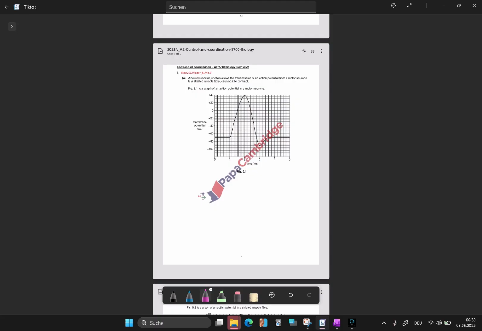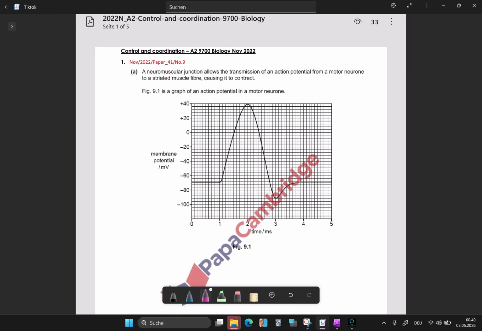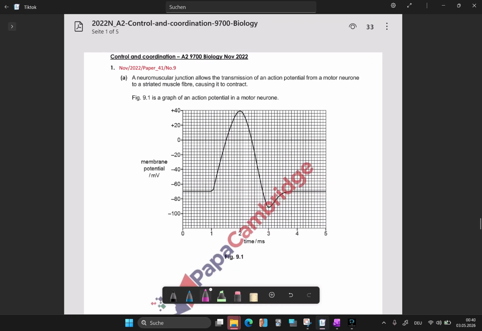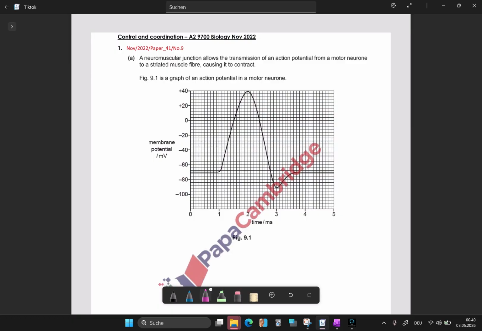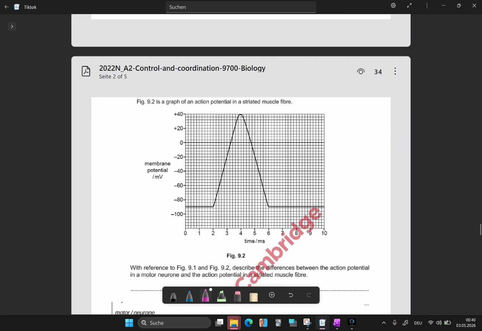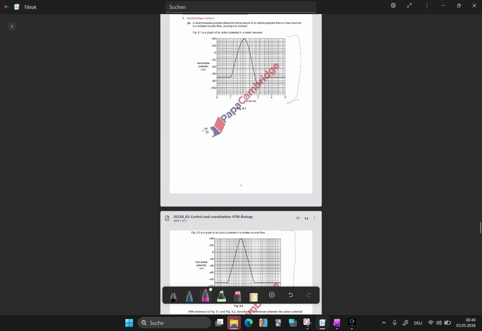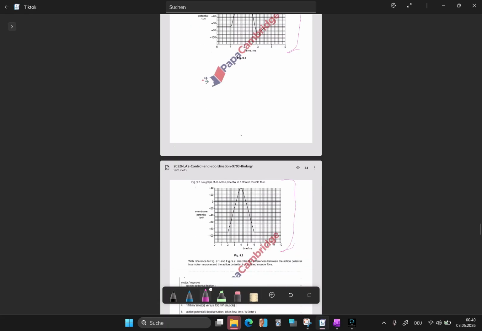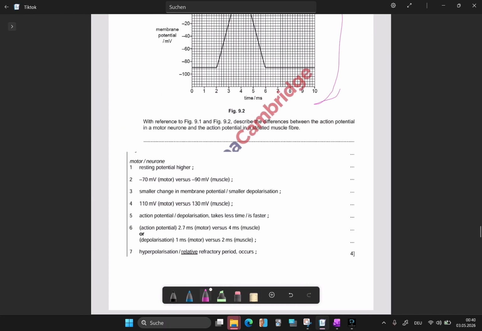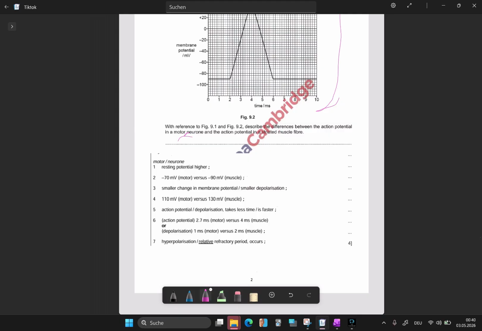This was another question asking about a neuromuscular junction, which allows the transmission of an action potential from a motor neuron to a striated muscle, causing it to contract. This is the action potential in a motor neuron, and this is an action potential in the striated muscle itself. Those graph questions have been coming lately, where they give two different types of graphs and tell you to compare them. With reference to the two figures, describe the difference between the action potential in the motor neuron and in the striated muscle.